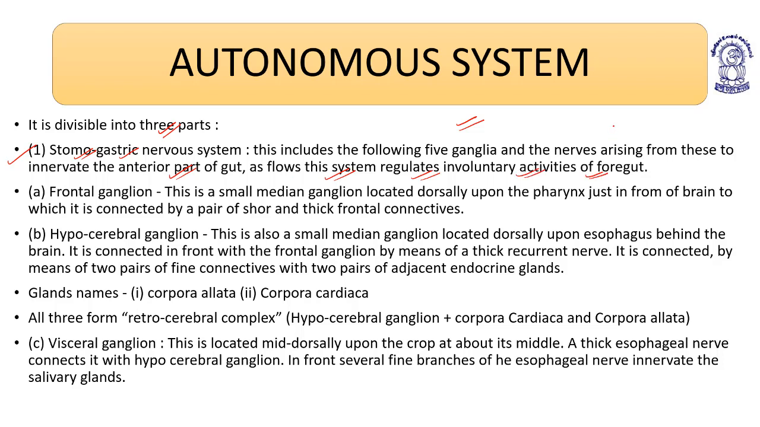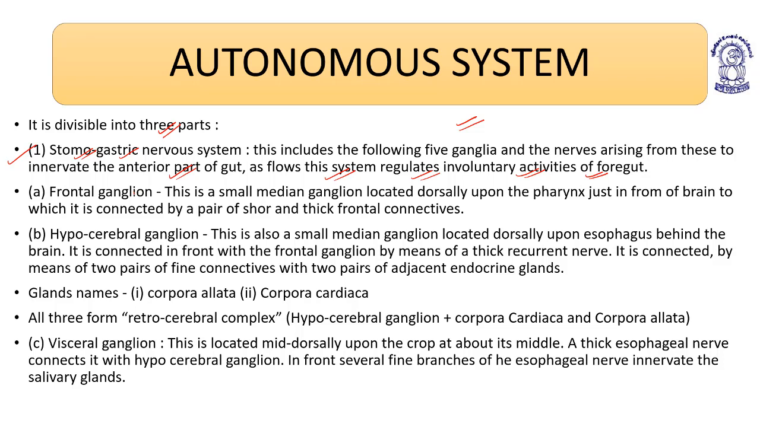Okay, so the involuntary activities of the foregut are basically regulated by the stomatogastric nervous system, which includes five ganglia, and each ganglion gives off a nerve which innervates the anterior part of the gut.